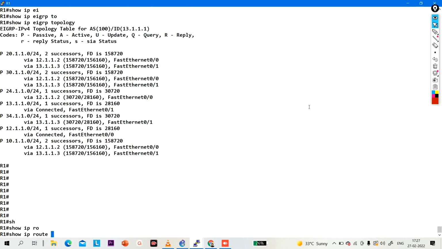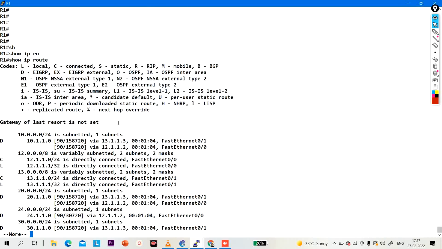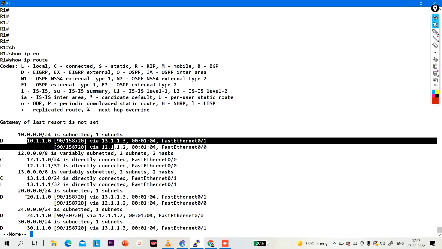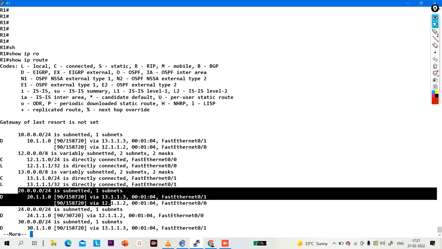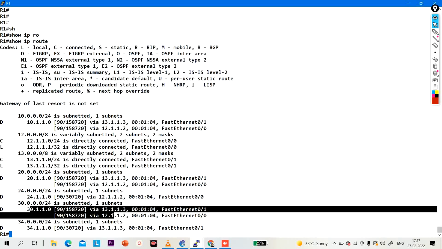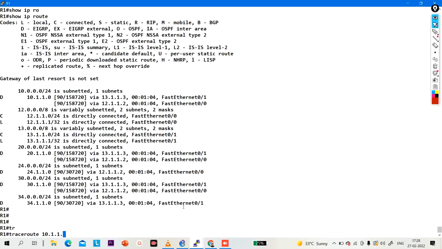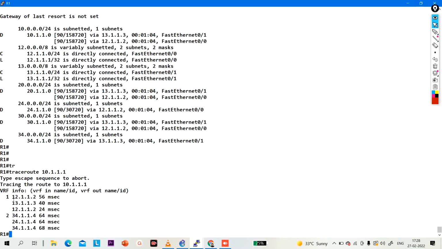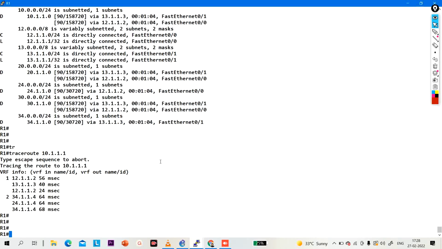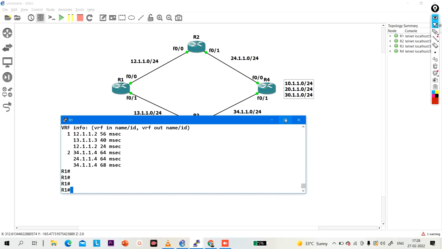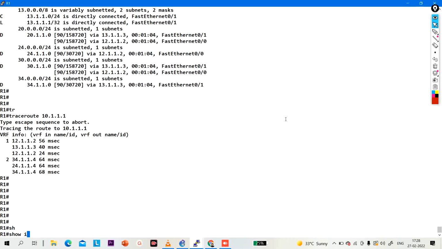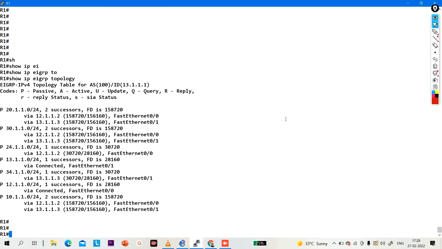You can see the routing table of R1. So show IP route. Yes, there are 2 paths for the 10 network, 2 paths for the 20 network, 2 paths for the 30 network, right? So definitely R1 is performing load balancing. Let me traceroute 10.1.1.1. You can see, R1 is performing load balancing, because cost is equal. So which type of load balancing is R1 performing now? Equal cost load balancing, because cost is equal from both sides.